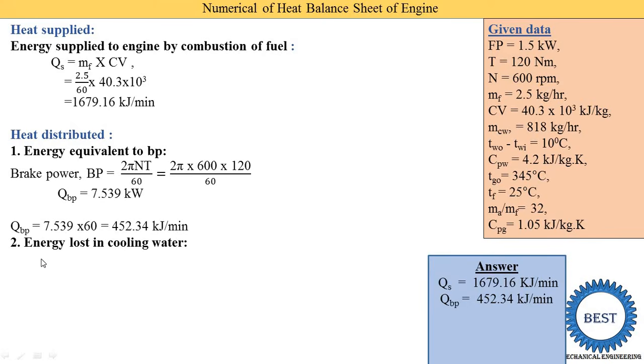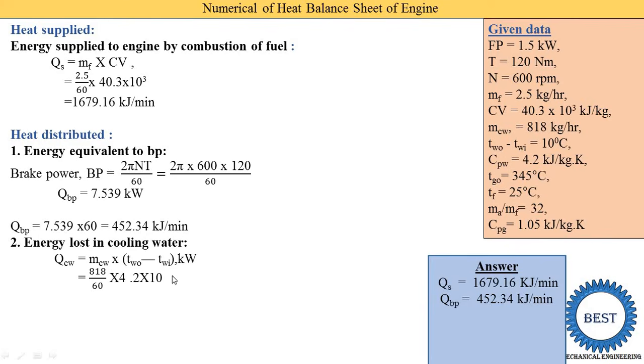Second is heat lost in the cooling water. Which equation is used? Heat lost is equal to mass into Cp into change in temperature difference. Again here the Cpw is not written, but we need to multiply it. Now the mass of water is 818 kilojoule per hour. But we divided by 60 and it is converted into kilojoule per minute.